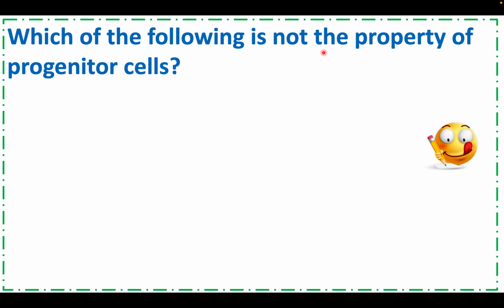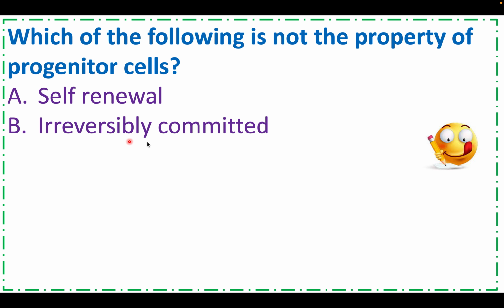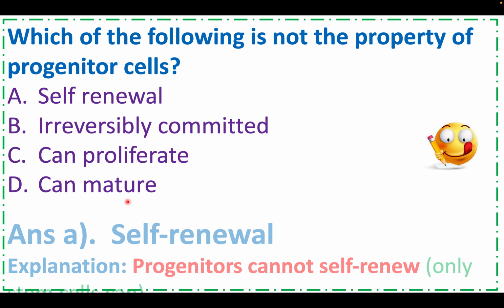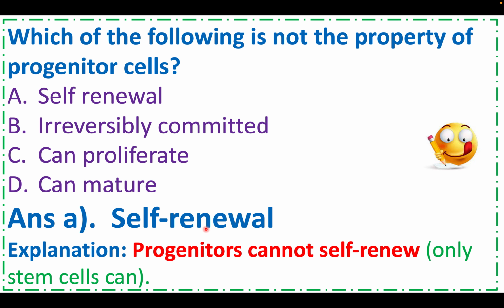Which of the following is not the property of progenitor cells? Option A, self-renewal. B, irreversibly committed. C, can proliferate. And option D, can mature. So the correct option is A, self-renewal. Progenitors cannot self-renew, but stem cells can.